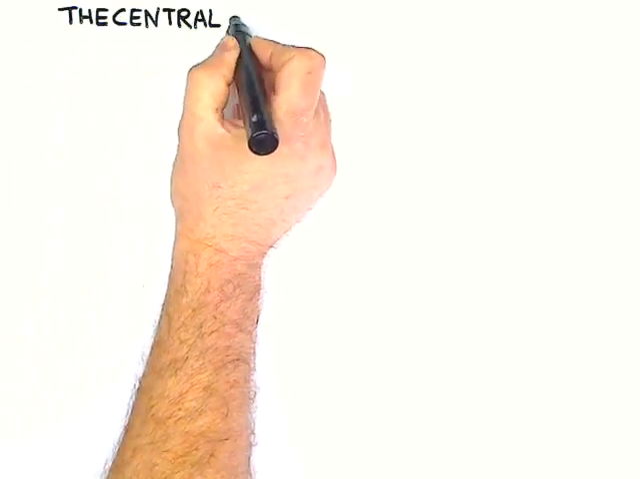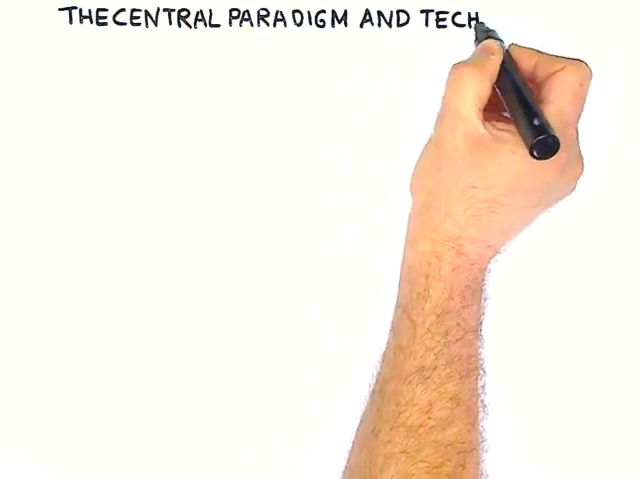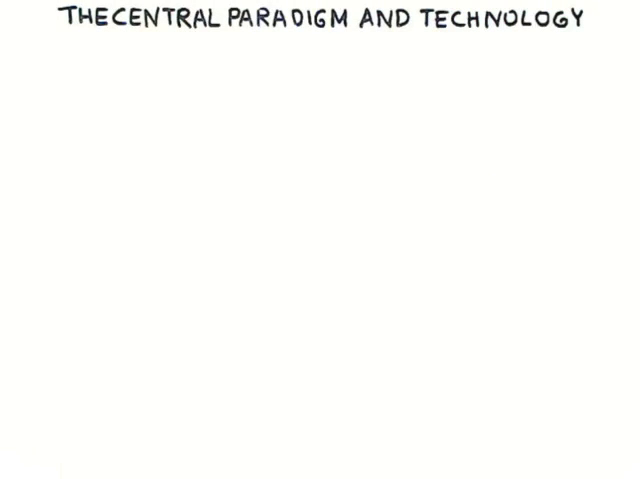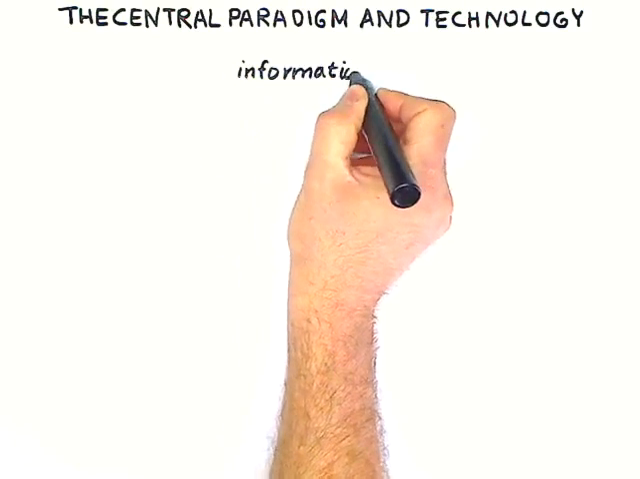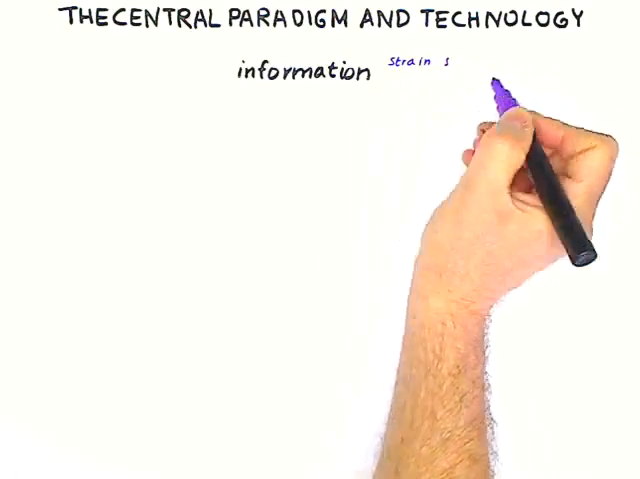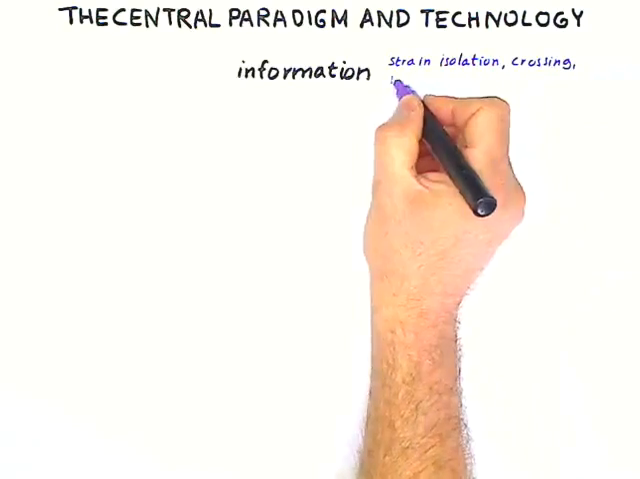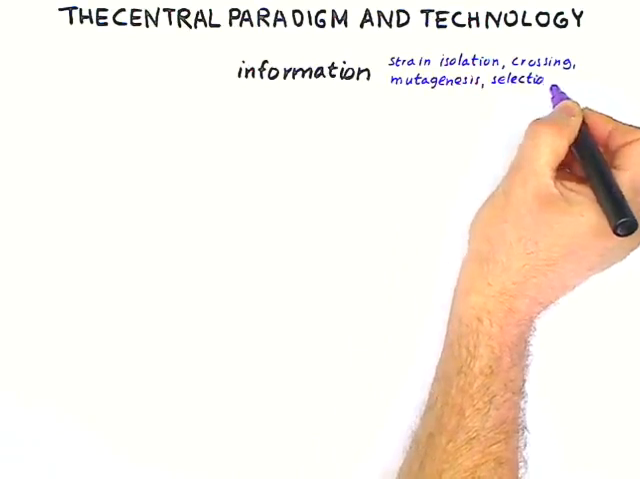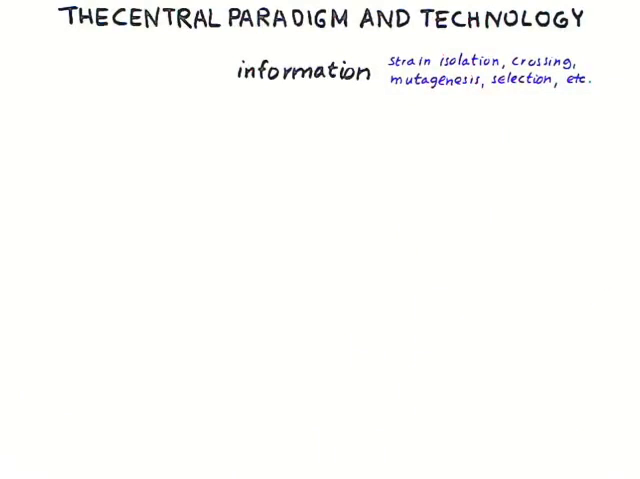The central paradigm being so fundamental, the technology that links to it is simply biotechnology. What are its basics? At the level of information, the key issue is to find the most appropriate gene expression system, living cells that do exactly what is expected from them. Strain isolation and cell banking, crossing and breeding, mutagenesis, selection and screening, and a plethora of other techniques must be used to make sure that what you have is what you want.